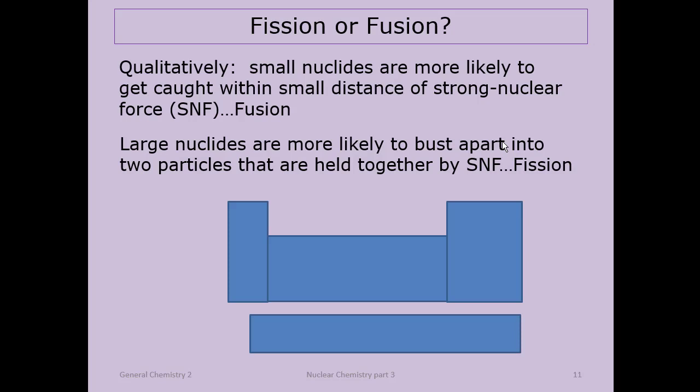So visually, the way to think about this is when you're on the top part of the periodic table, that's where fusion takes place. And when you're on the bottom part of the periodic table, that's where fission takes place. So that's kind of a visual of what's going to undergo fusion and what's going to undergo fission.